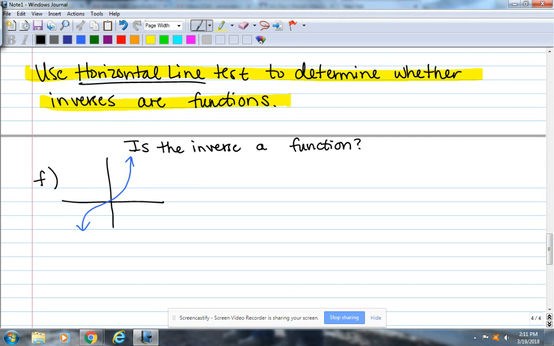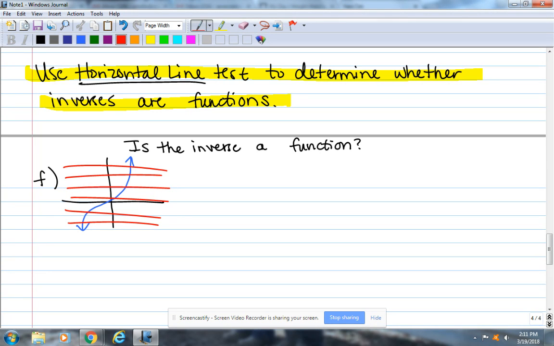So is this one a function? This one's a function if it passes the vertical line test, right? The actual graph is a function if it passes the vertical line test. But for the inverse to be a function, it also has to pass a horizontal line test. That means anywhere I draw a horizontal line, I can only touch that blue curve one time. Am I always just going to be touching that blue curve one time with the horizontal line? Or are you touching it twice?